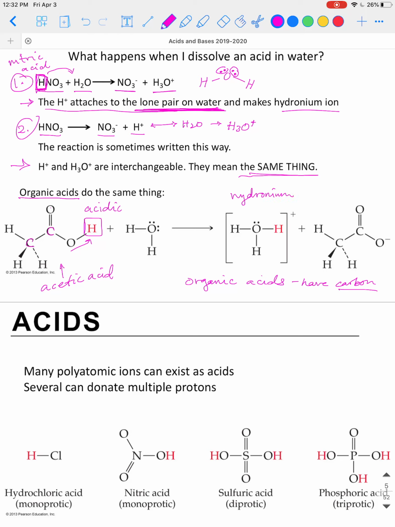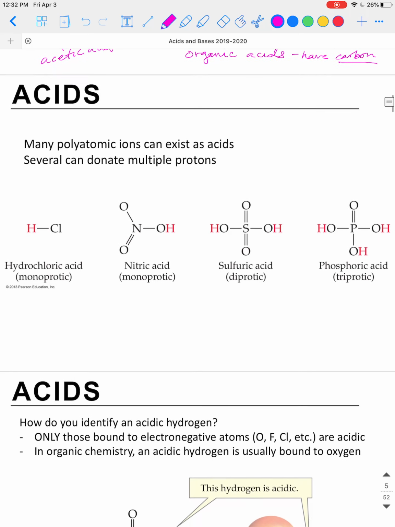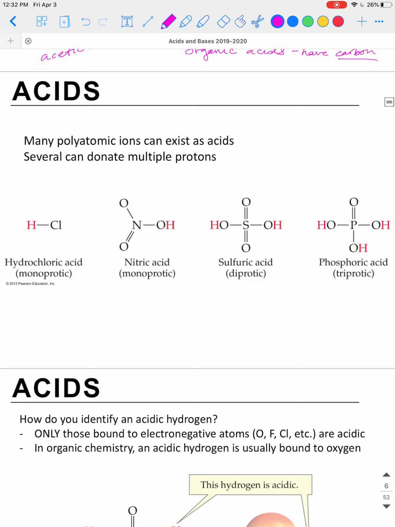And we're forming the hydronium ion, H3O+. And then what's left over from the acid is, you might recognize this is acetate. It's an acetate ion. This is on your polyatomic chart, okay? So just to show you, organic acids do the same thing. They donate a hydrogen ion to something else.